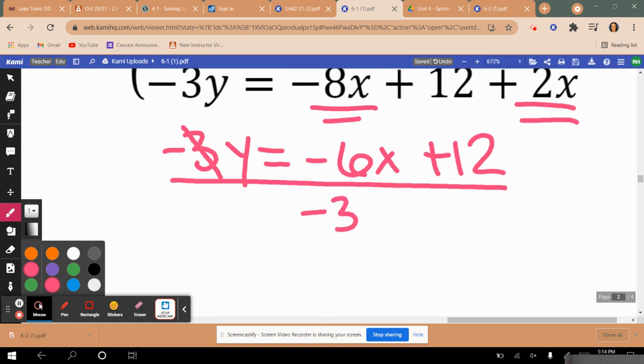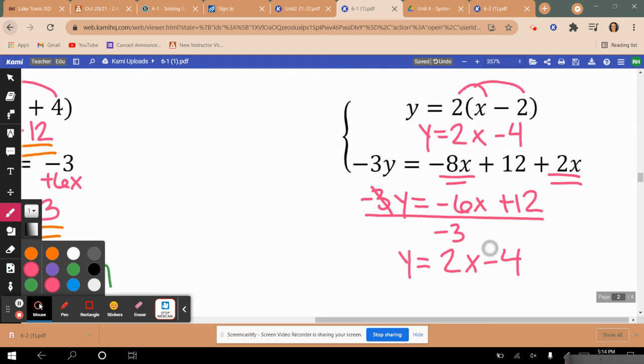We end up with y equals -6 over -3. How many times does 3 go into 6? Twice. A negative over negative is a positive. So 2x. How many times does 3 go into 12? 3, 6, 9, 12. 4. A positive over a negative is a negative, so -4. So y equals 2x minus 4.